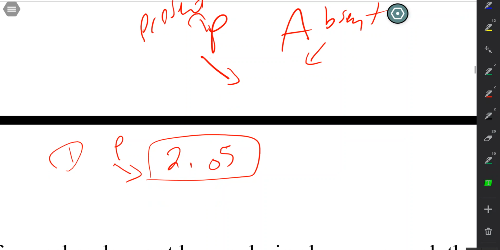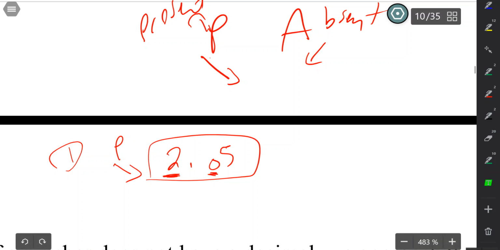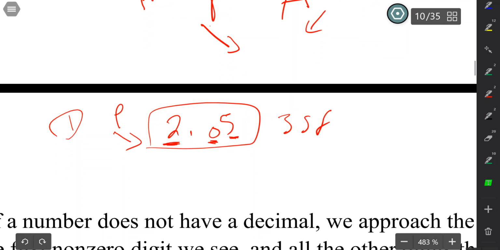Underline the first non-zero number, in this case coming from the left. This is the first non-zero number I see. And underline all the numbers that follow that first non-zero number. So I'm going to underline this one as well, and this one as well. So the total number of numbers that I underlined is 3. Therefore this has 3 significant figures. It's that simple.